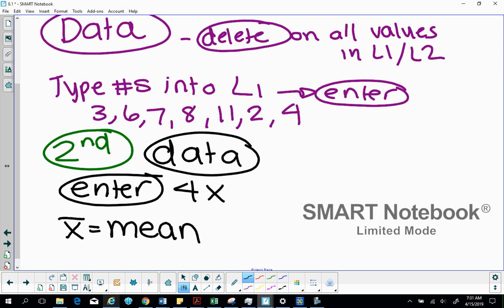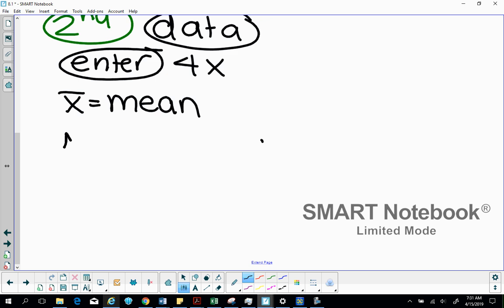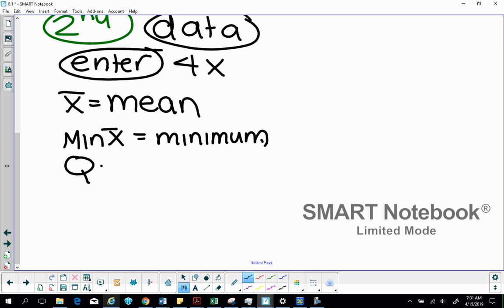When you keep scrolling down, do you guys see when you get to min, see how it says minX? You guys all see that? Min, what do you guys think that is? Your minimum. Q1 is your first quartile. That means your first quarter of data. So your Q1 is your lower quartile, or quartile 1.